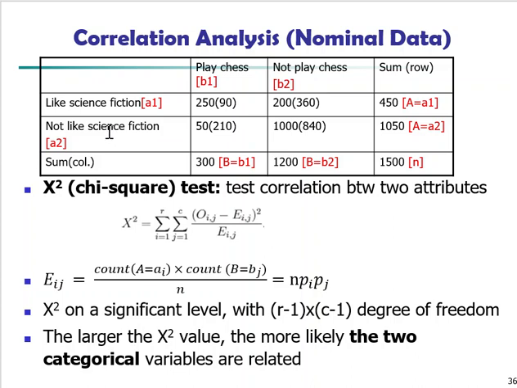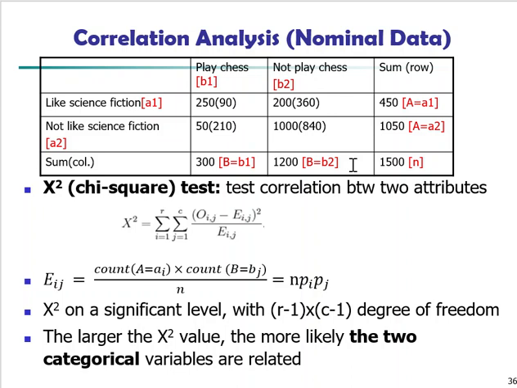If we have a data collection, we can create a contingency table like this to count how many people play chess and also like science fiction, 250 individuals, and 200 individuals who like science fiction but do not play chess. So we put the counts into a table like this. This allows us to perform chi-square analysis.